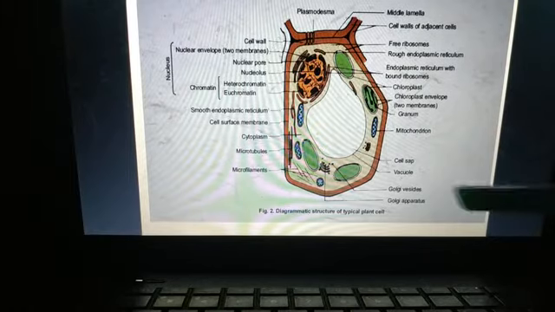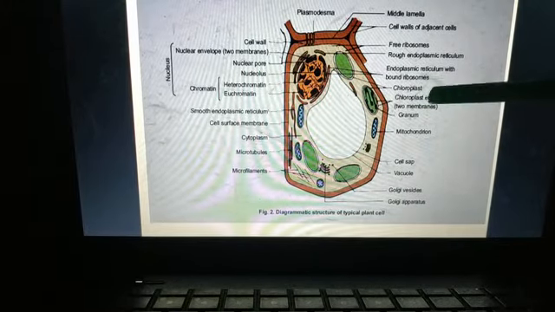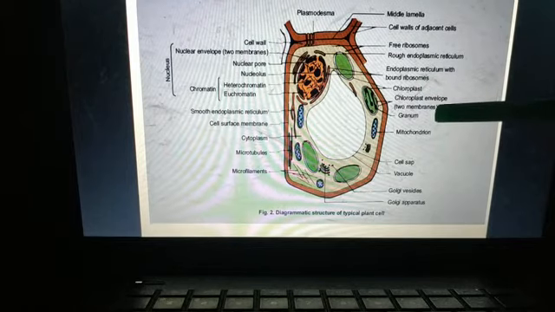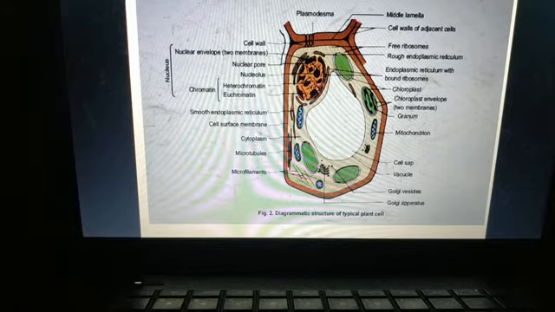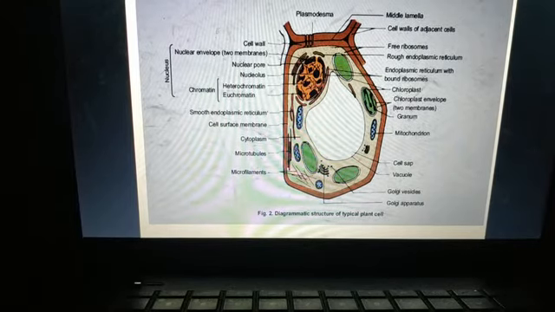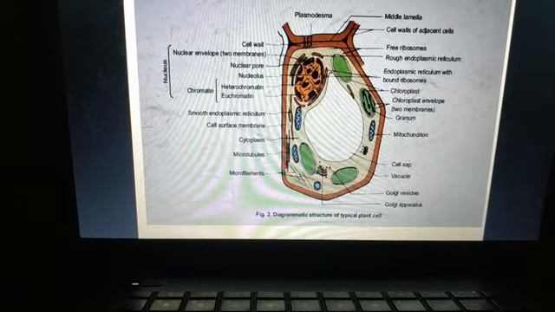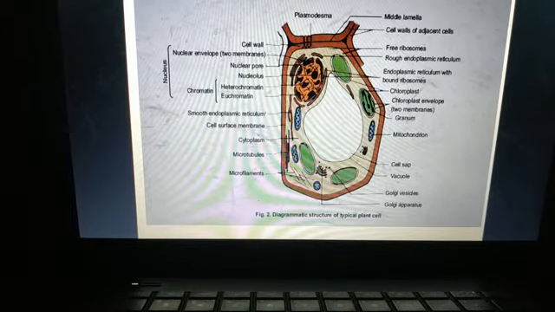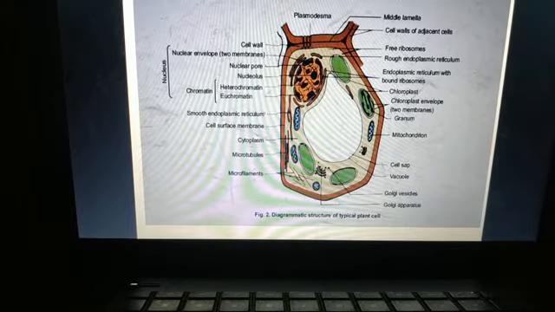So students, in this diagram we have only seen chloroplast as one example of plastids, but there are other plastids also, like leucoplast and chromoplast. This we will study in this chapter, when we will discuss each organelle one by one. There I will discuss this.